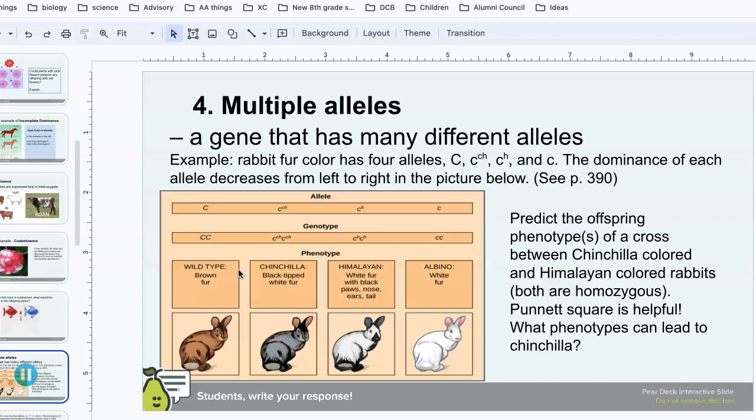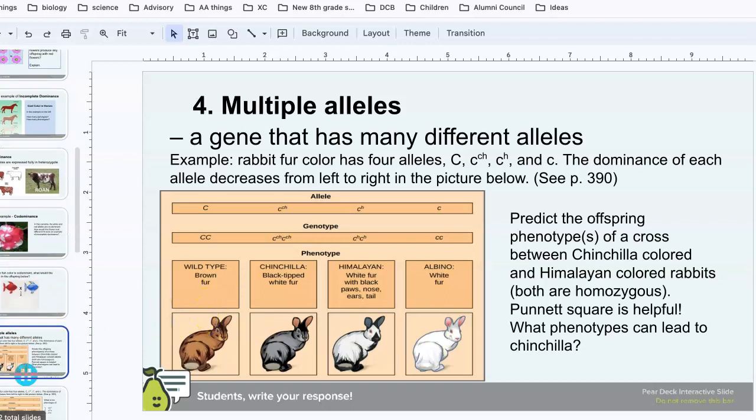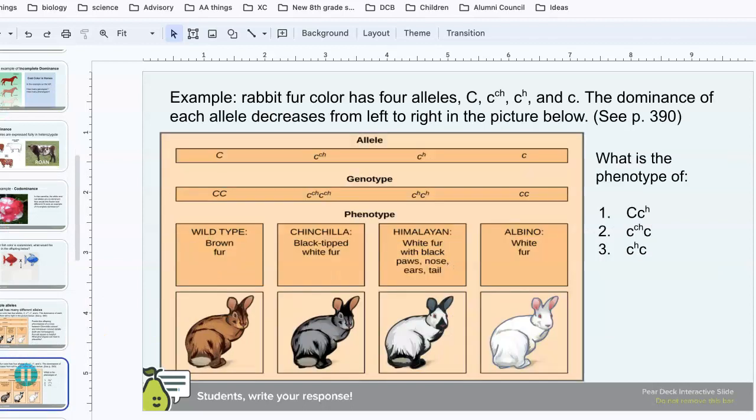Now, you could also have a brown type have a chinchilla offspring if it was heterozygous brown type with chinchilla crossed with heterozygous brown type with chinchilla or Himalayan or albino, just as long as the cross has a chinchilla and one of the less dominant forms, such as Himalayan or albino. So it's really important to kind of consider that as you go through it.